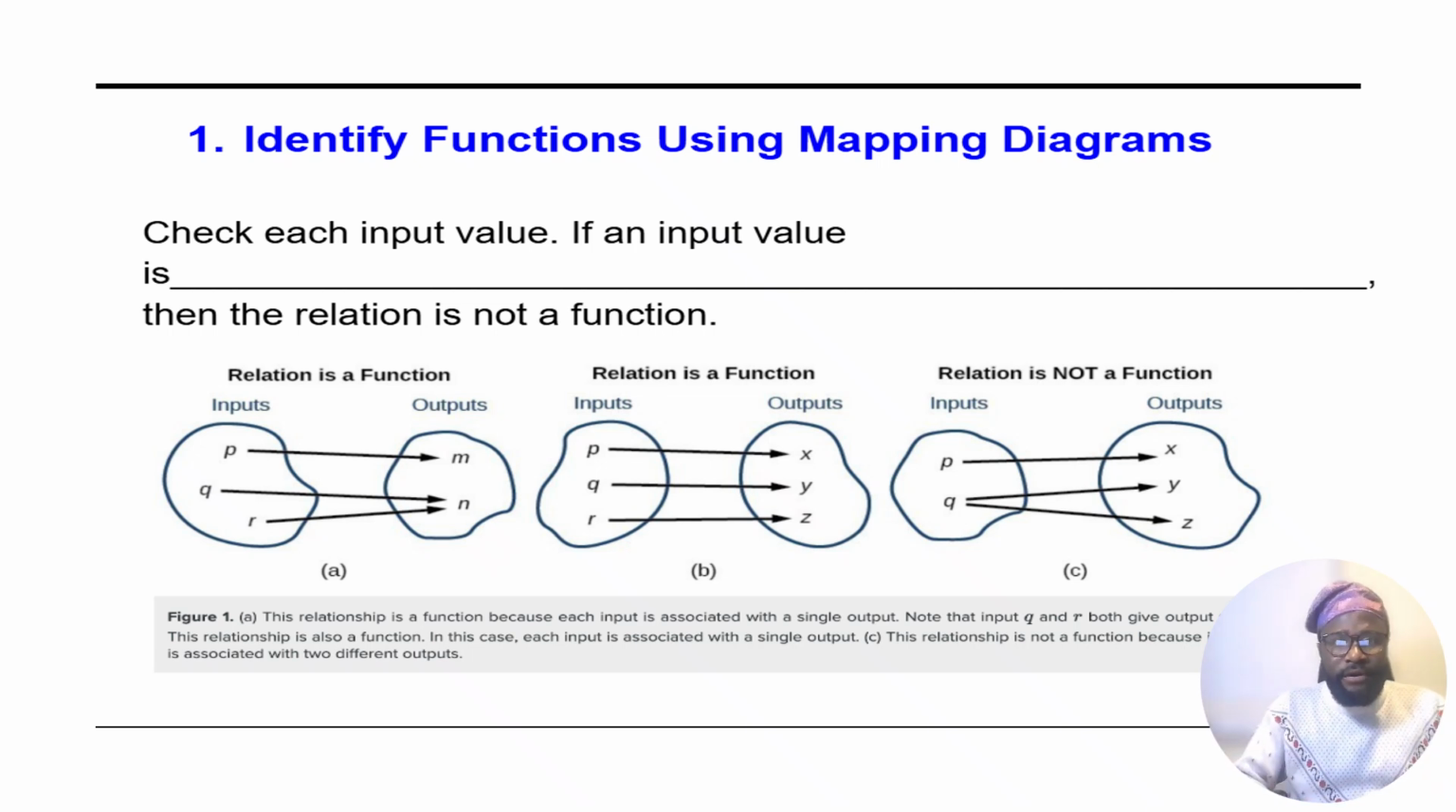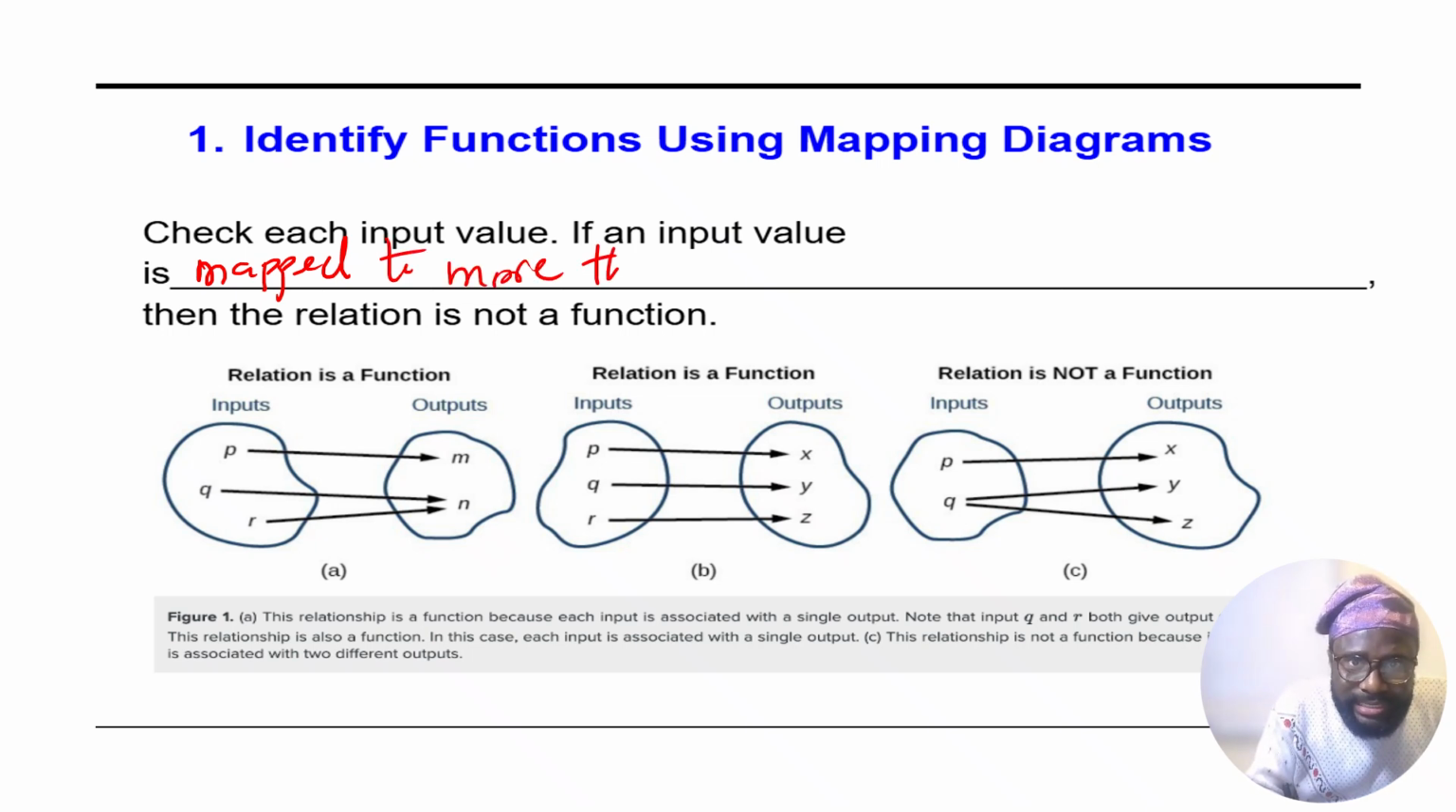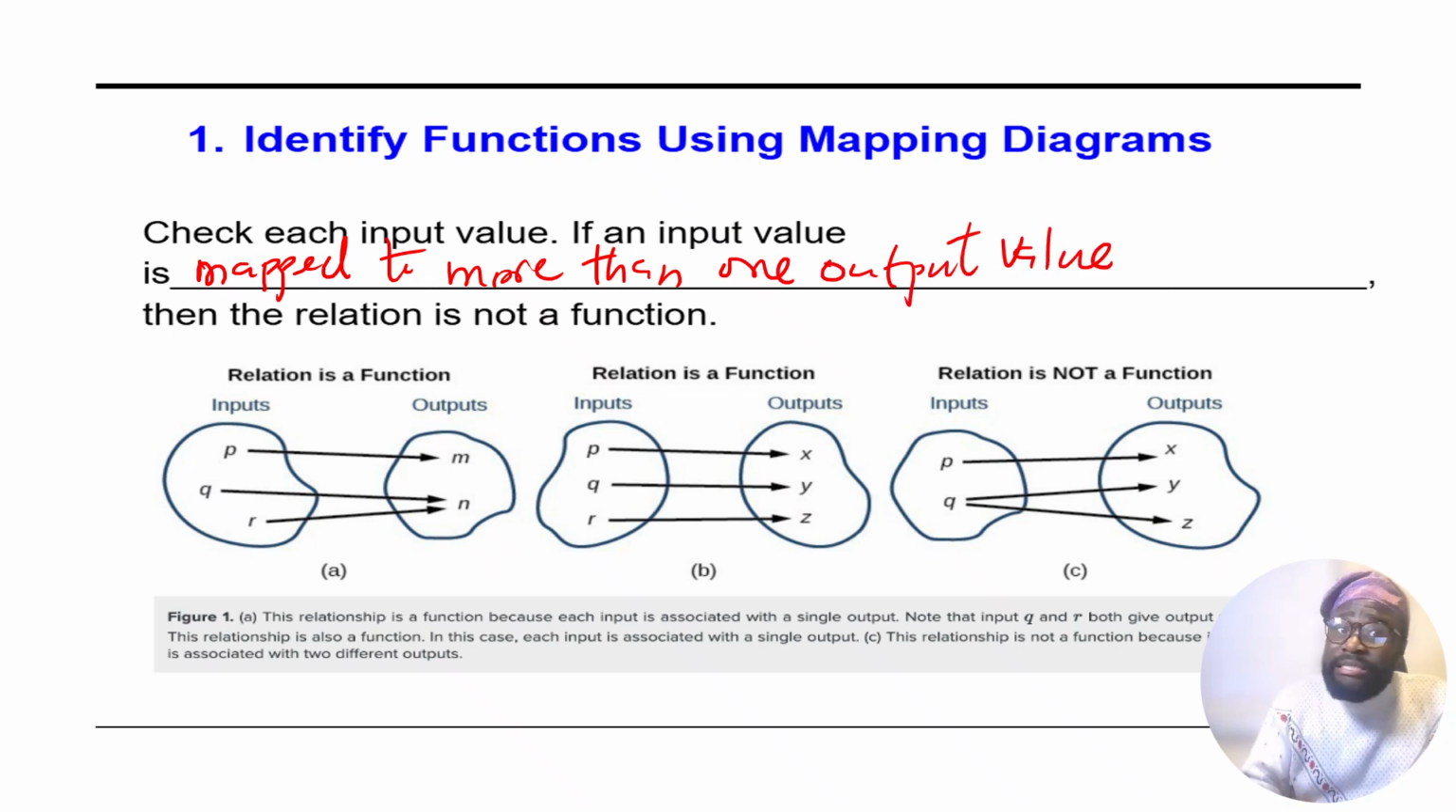Let's look at how to identify function. Number 1, check each input value. So we want to use the mapping diagram now. Check each input value, and if an input value is mapped to more than one output value, then it's not a function. Just like I said earlier on. Look at this. This is an input value matched to this. Input value Q matched to N. Input value R matched to N. This is a function. It checks out.